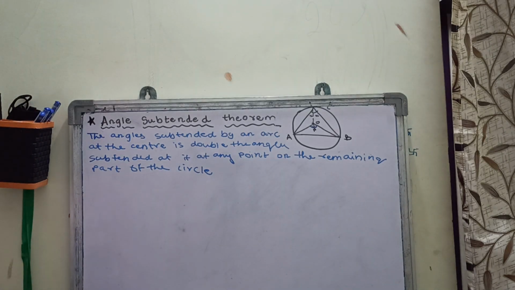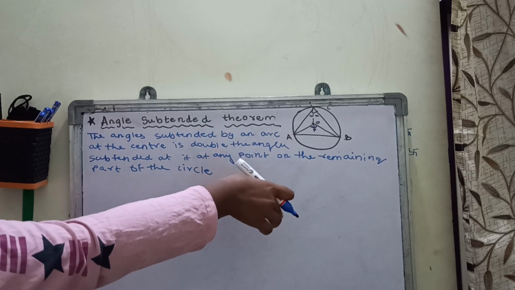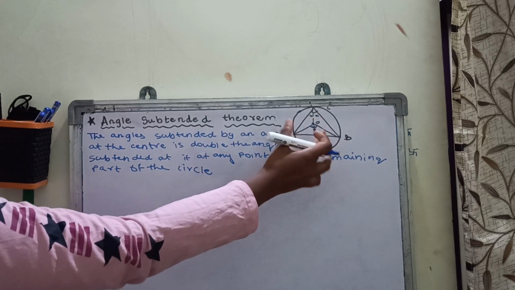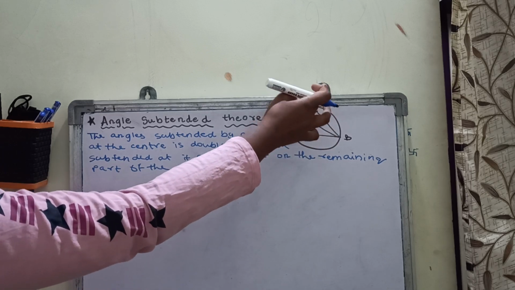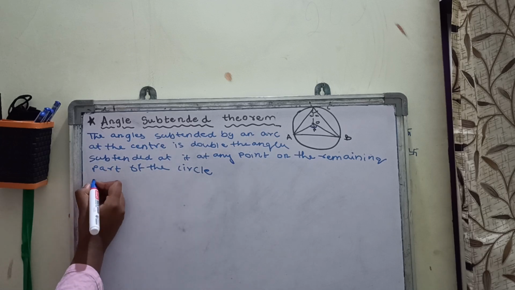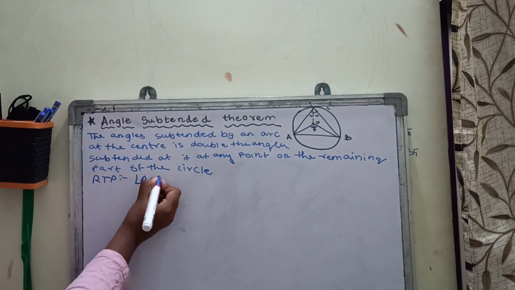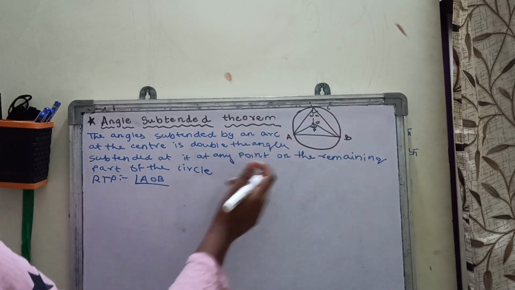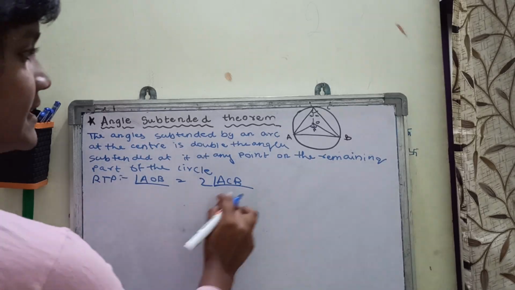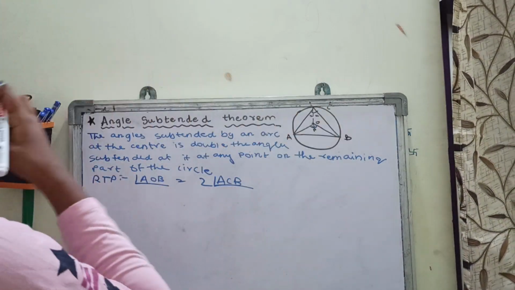Okay. So first, what is given? O is the center of the circle and AB is the chord. C is any point on the remaining part of the circle. Okay. So what we need to prove? RTP, it is more important: angle AOB is equal to 2 of angle ACB. As we have discussed, it is double the angle subtended at the remaining part of the circle.